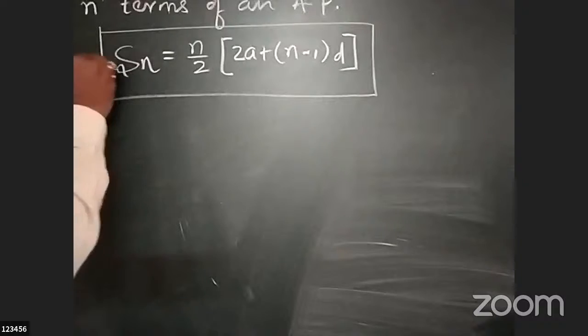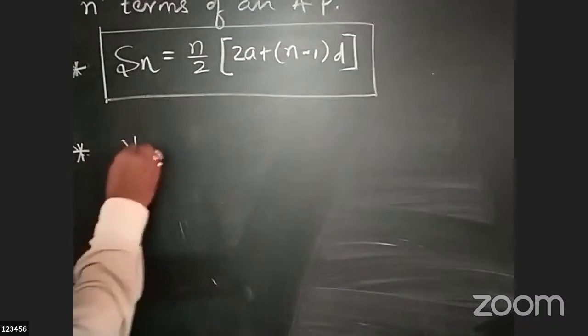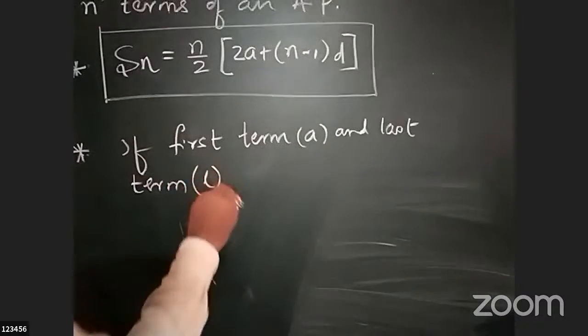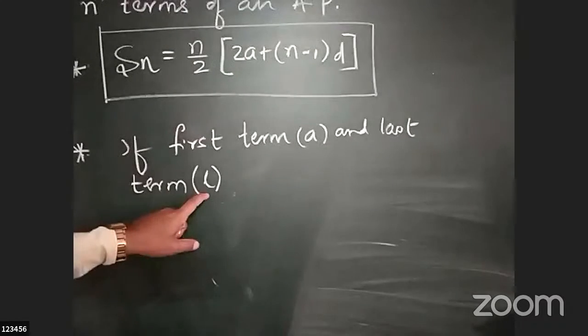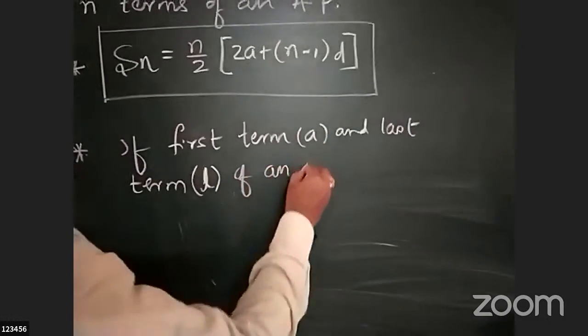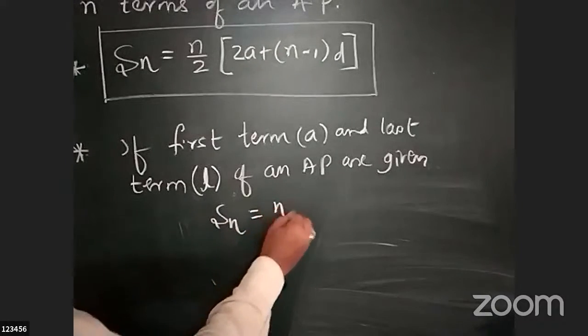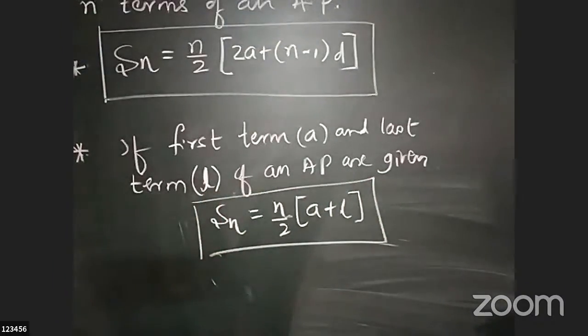This is one formula. One more formula we are using in order to find sum of first n terms. If first term a and last term, usually we write the last term as an, but in this formula we make use of last term as l also. L is the last term. If first term and last term of an AP are given, in that case Sn is equal to n by 2 into bracket a plus l. Write down these two formulas first.